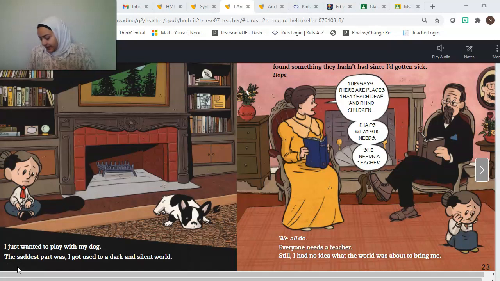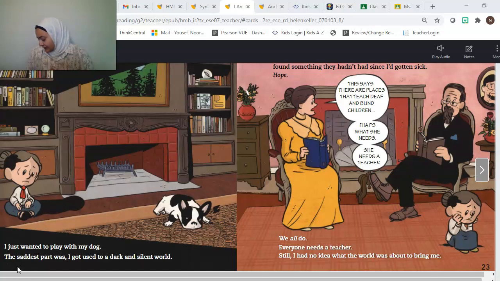What do you think Helen means when she says that she got used to the dark and the silent world? Maybe she forgot what it was like to see or to hear or to speak. She kind of forgot what it felt like, right? She was now used to being alone. Why do you think she says that this was the saddest part? It is sad to think that feeling alone could be a normal part of someone's life, right?